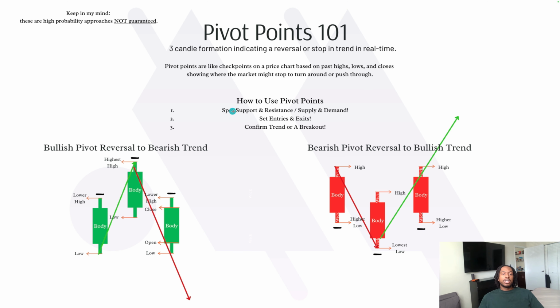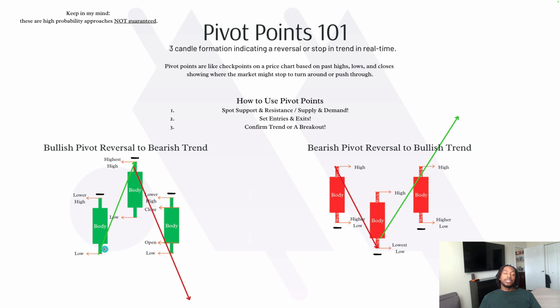Pivot points allow us to spot supply and demand, support, and resistance. They're also very good, and I use them to set my entries and exits. And lastly, they can confirm a trend or a breakout. So here's an example of a bullish pivot point, right? A bullish pivot is a reversal of a bearish trend. So we have a lower high, the highest high, and then a lower high. So we're going up and then we come back down.